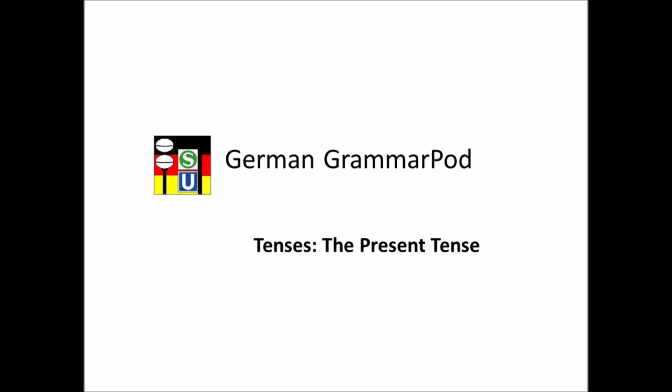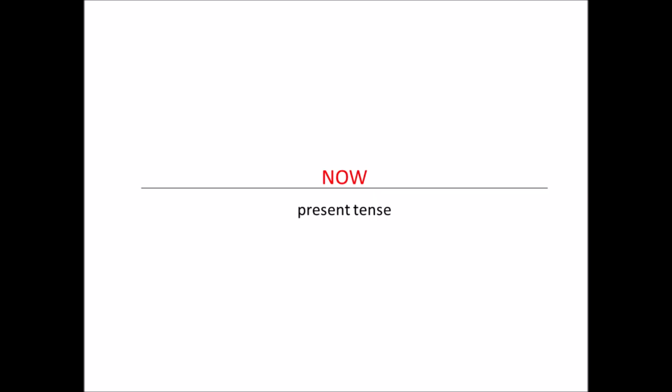This time we're going to be looking at tenses, specifically the present tense. Tenses are the way that languages show you what time frame an action is going on in. For instance, whether it's happening now, happened in the past, or is going to happen in the future. Most languages, including English and German, show tenses in the verb.